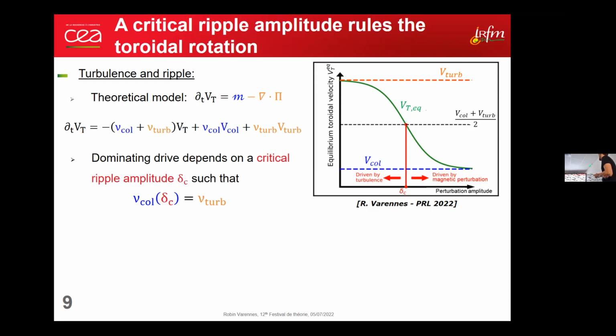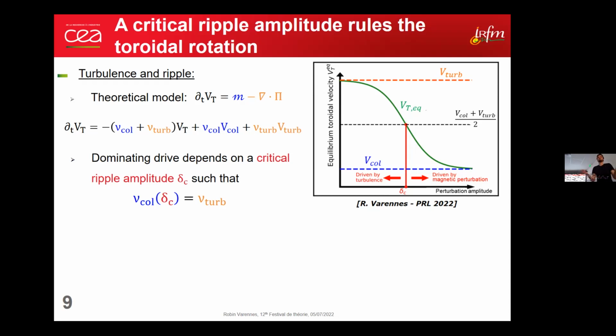So this is the asymptotic regime in blue. And so the link between these two asymptotic regimes can be really complex. So it's a lot involved here. But there is one interesting feature, which is that you can define a criterion that we will call the critical ripple amplitude, which is a value for which the equilibrium toroidal velocity will be the average between those two asymptotic regimes. And so this quantity is useful because if you know where the ripple is with regard to this threshold, you can know if you are dominated by the turbulent drive or dominated by the magnetic braking.